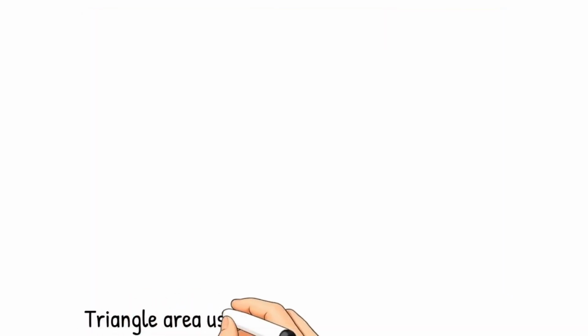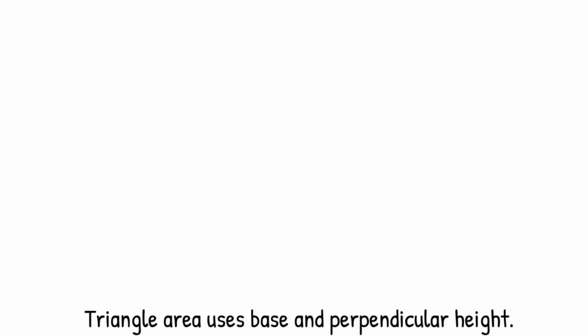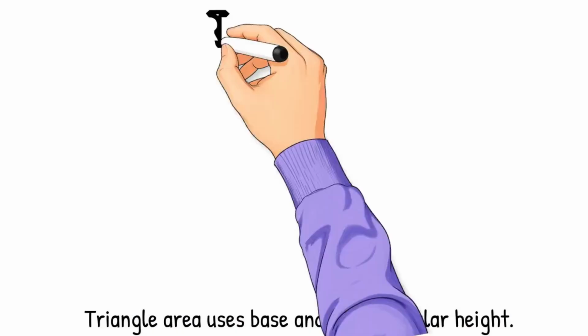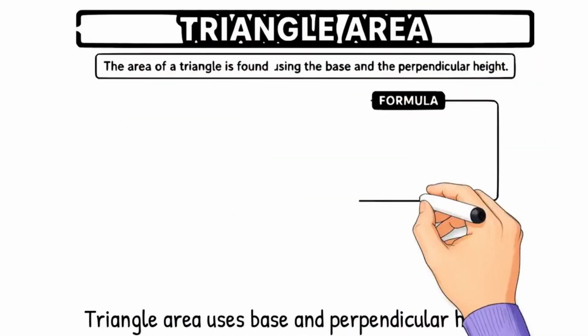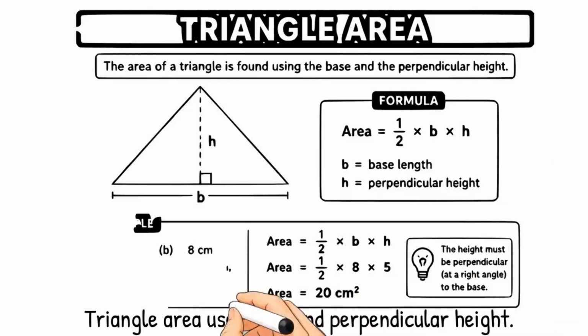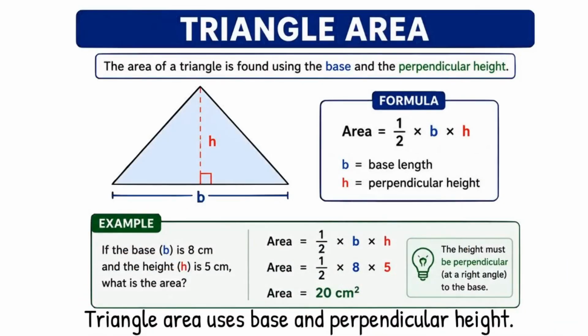The base can be any side, and the height is the perpendicular distance from that base to the opposite vertex. This formula works for all triangles, even when the triangle is tilted or irregular. If a triangle has base 10 and height 6, its area is 1/2 times 10 times 6, which equals 30 square units.